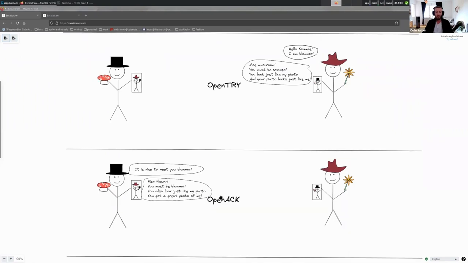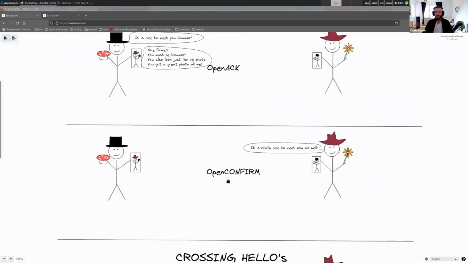Then in the open ACK, a very similar situation occurs, but now it's Swampe's turn to verify Blumor. And we see that Swampe can verify that it is Blumor by looking at the photo they have. And we can see that they also have a great photo of them. So here we have the photo of Blumor, looks like Blumor, and we have the photo of Swampe, and it looks like Swampe, and that's what Blumor is holding.